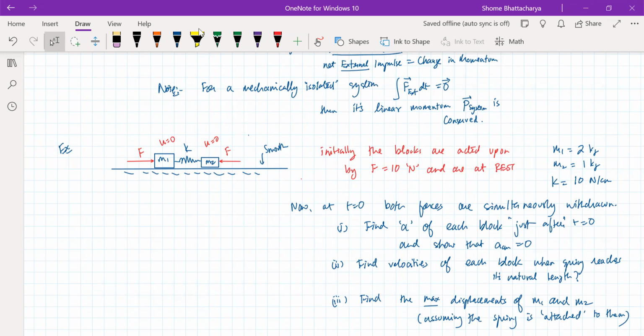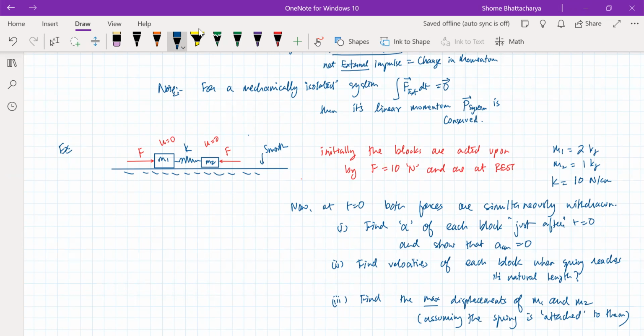Yes, sir. Forces are balanced for the system as a whole. On each block, there is also net external force 0 before t equal to 0. But even on the system, the net external force is 0. Okay. So the moment we withdraw the two forces, because we are withdrawing them simultaneously, what happens? The net external force remains 0. Yes, sir. While on each block, individually, the net force is not 0 anymore. Because we are withdrawing F, so there's nothing to balance the spring force Kx.